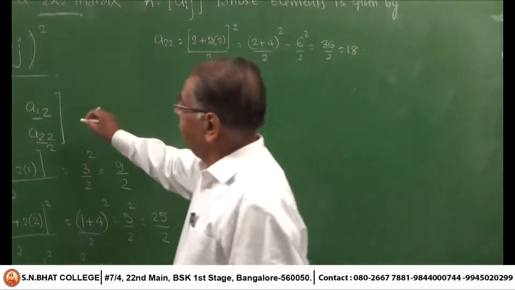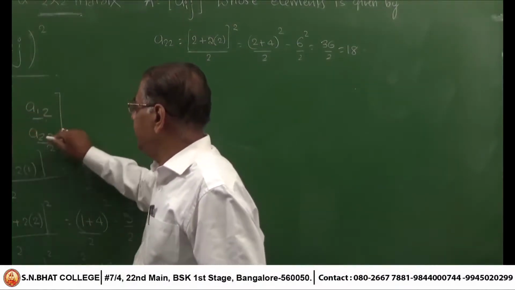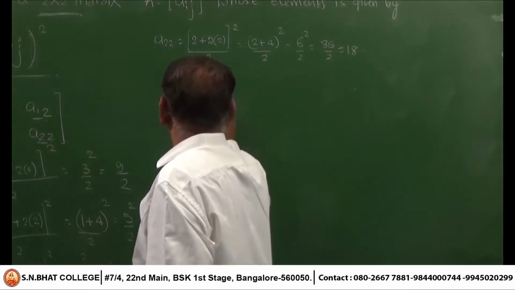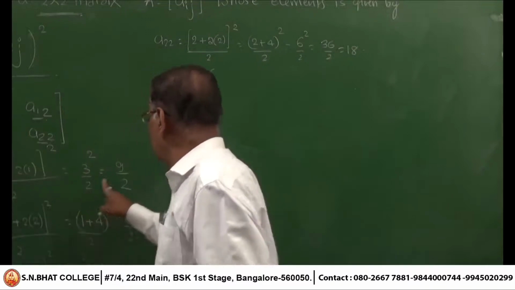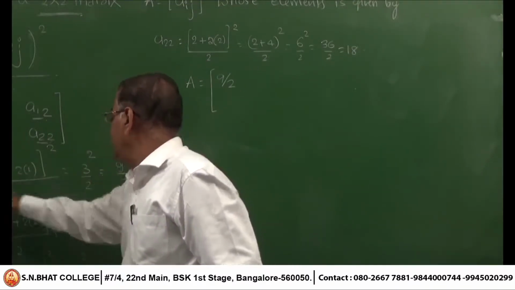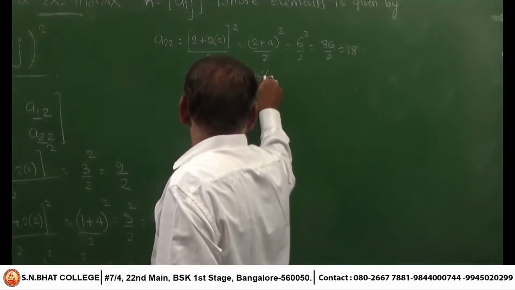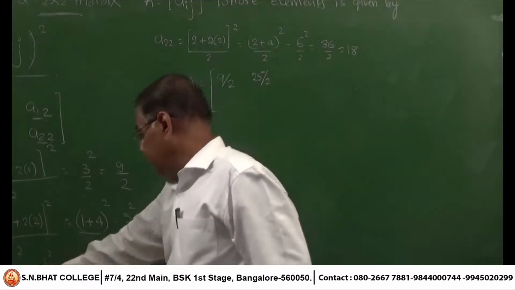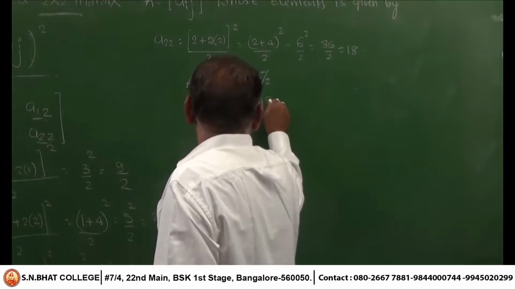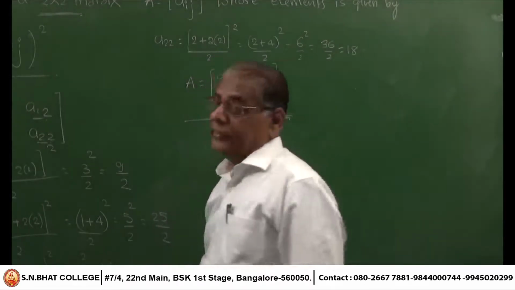Therefore, the final answer is you have to replace in this matrix A11, A12, A21, A22 these values. Therefore, the required matrix is: A11 we have calculated, this is 9 by 2. A12 is 25 by 2. A21 is 8. A22 is 18. This is the final answer.